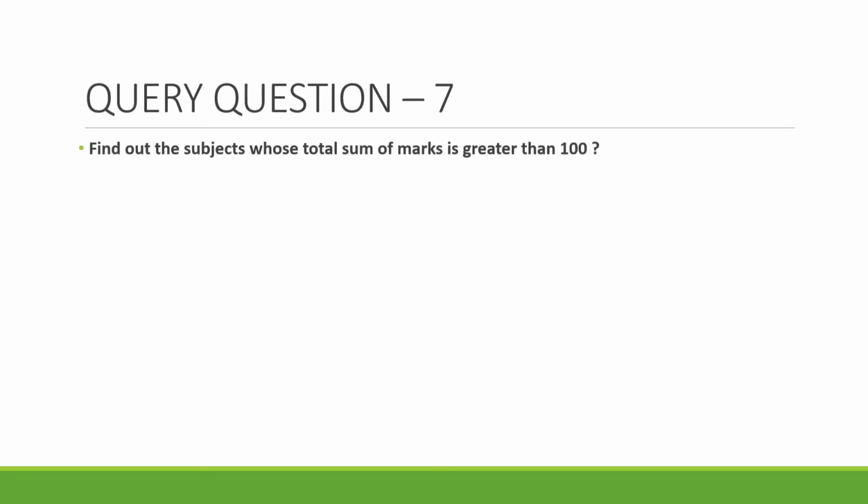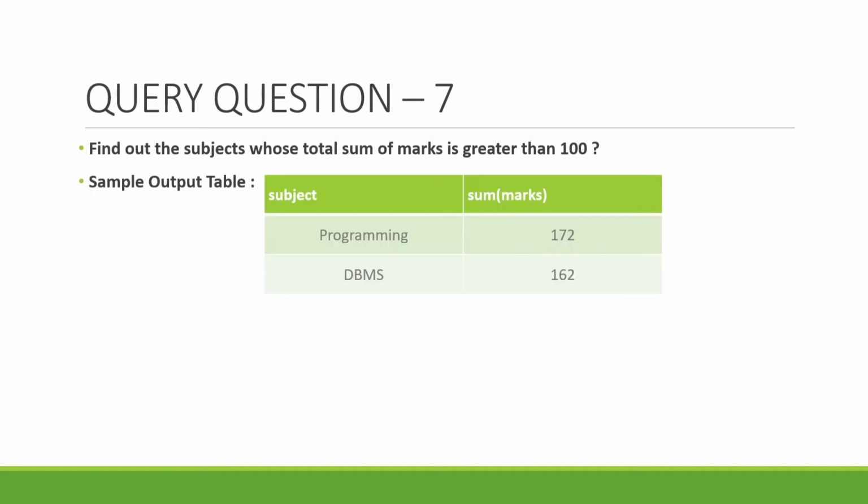The next query says to find out the subjects whose total sum of marks is greater than 100. You can see that a condition is being given that the sum of the marks should be greater than 100, and we need to find all those subjects. The sample output shows programming and DBMS, and circuits has been removed because the total sum of marks for circuits was 73. Here you can see we will require the GROUP BY clause to group these different subjects.